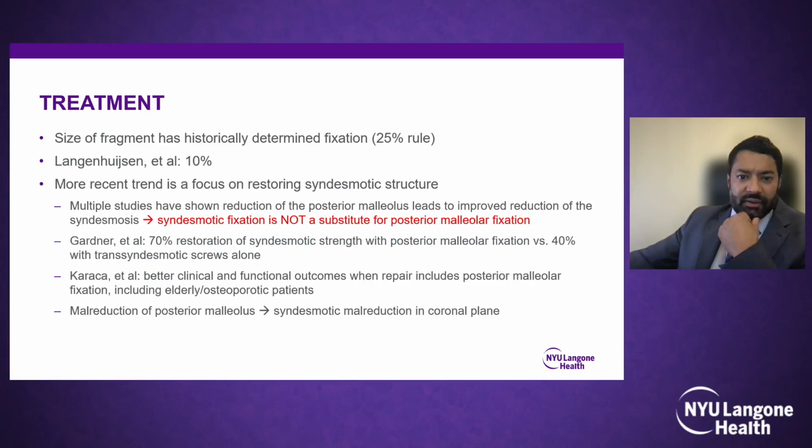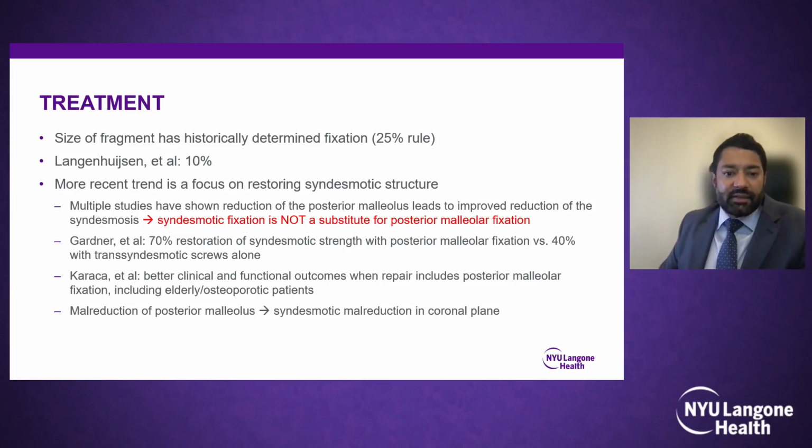Some other work has showed that restoring syndesmotic strength by fixing the posterior malleolus gives you 70% of the overall integrity of the syndesmosis versus 40% with just transsyndesmotic screws alone. Other studies have shown improved clinical and functional outcomes with repair of the posterior malleolus. And it's also been shown that malreduction of the posterior malleolus leads to malreduction of the syndesmosis in the coronal plane.